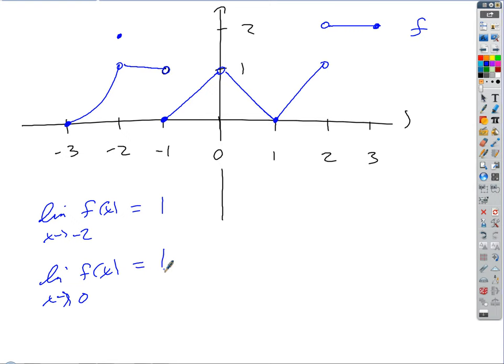What's the limit going to be as x approaches -1? Or do you see an issue? Yeah, there is an issue, isn't there? This time, an ant approaching from the left is going to get an answer of 1. An ant approaching from the right is going to get an answer of 0. Okay, so that's a problem.